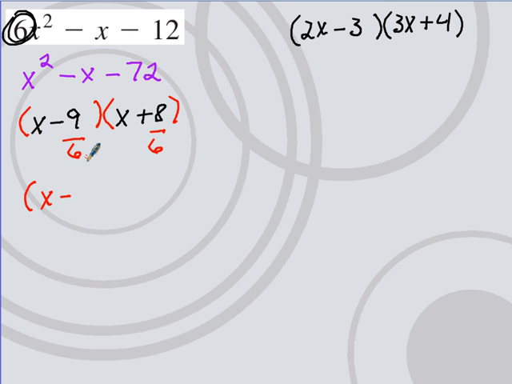9/6, Noah, what does that reduce to? Good. And 8/6, what does that reduce to, Skylar? Good. Now that we reduced them, now bottoms up. Divide it, reduce it, bottoms up. What's on the bottom, put it up front. So that'd be a 2x minus 3. And this will be a 3x plus 4.